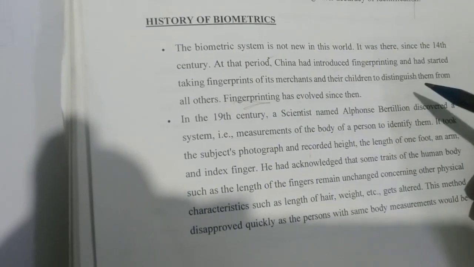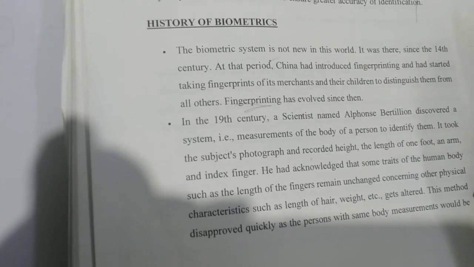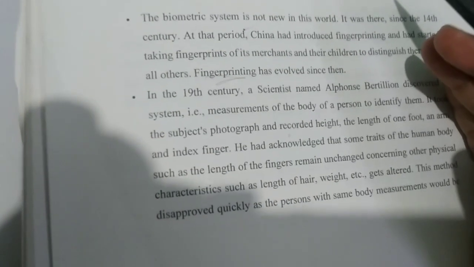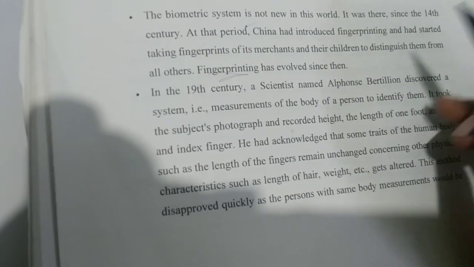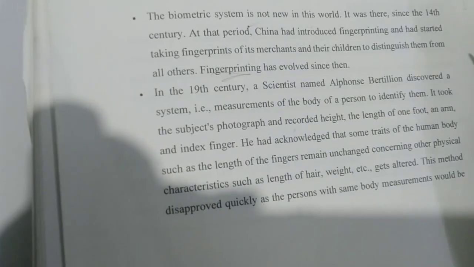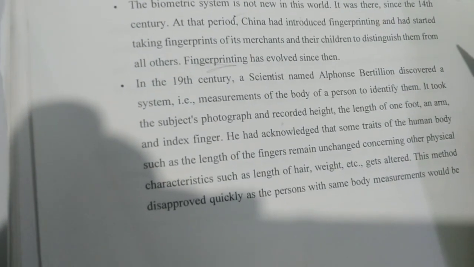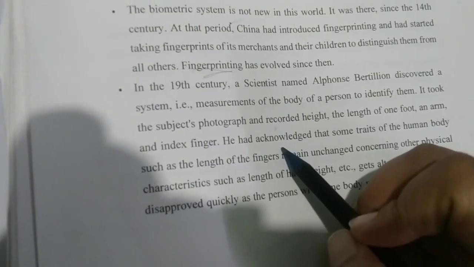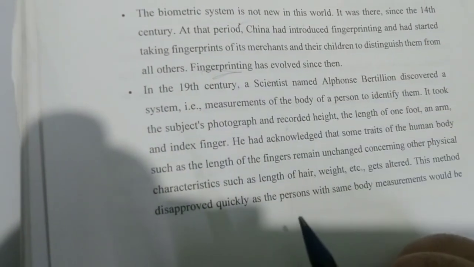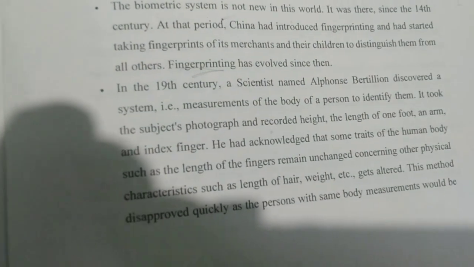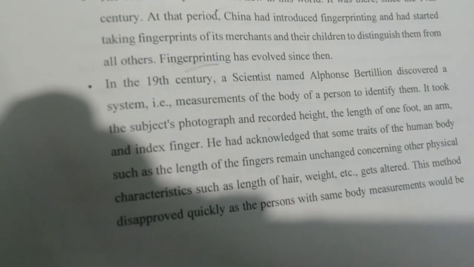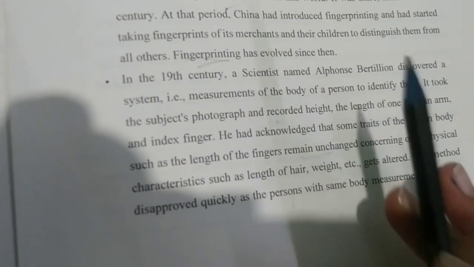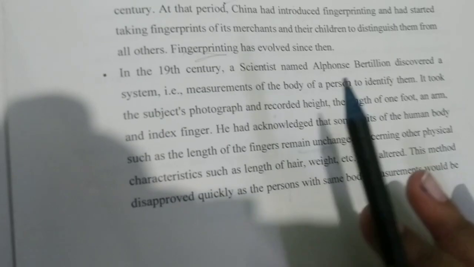in the 19th century, a scientist named Alphonse Bertillon discovered a system. So after fingerprints, they also recognized not only from fingerprints, but we can take biometrics from facial expression, signatures, recorded heights, all these things. And it was also recognized by hair, weight, and any measurement of your body, like any expression of your body.